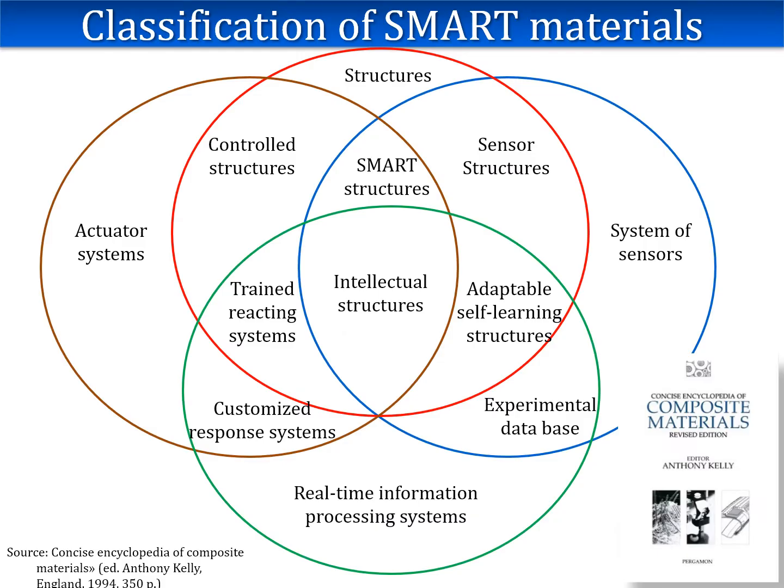One of the new directions of research in the field of material science is related to the development and preparation of smart materials. According to the classification of smart materials given in the book that is shown on the slide, they should include one or more of the following components: sensing elements, actuator system, and real-time information processing system.